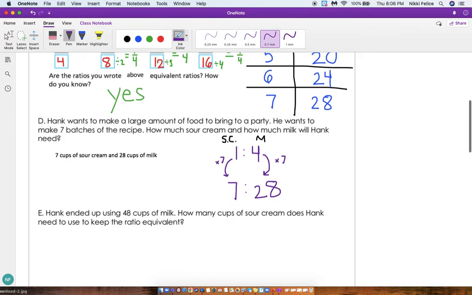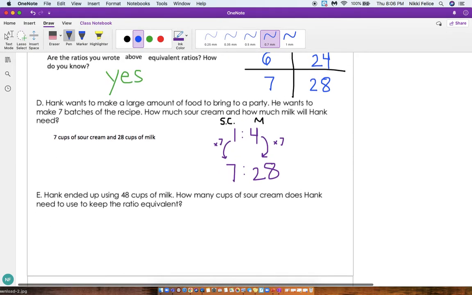Hank ended up using 48 cups of milk. Ooh, that's high. How many cups of sour cream does Hank need to use to keep the ratio equivalent? Well, again, I like to set up my ratio. Here's my original ratio, 1 to 4, and it was 1 cup of sour cream to 4 cups of milk.